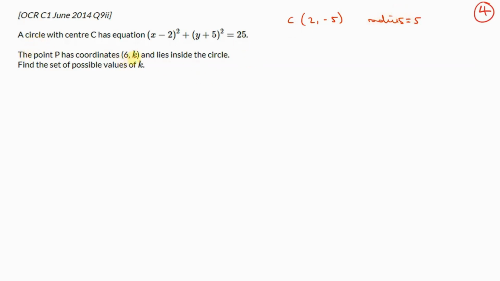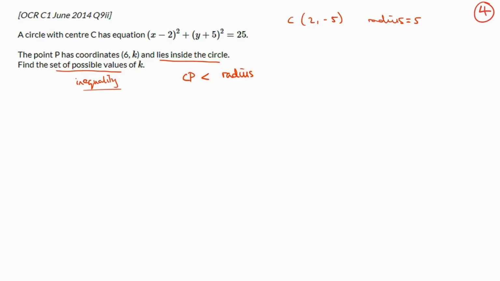The fact that it tells us that point P, which we don't know the full coordinates of, lies inside the circle. And also, it tells me that I want to find a set of possible values, so that's screaming inequality. And since it lies inside the circle, if I find the length C to P, centre to P, that must be less than the length of the radius, because the radius goes from the centre to the edge.